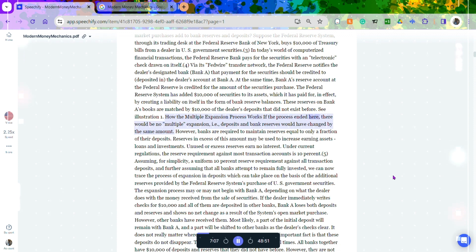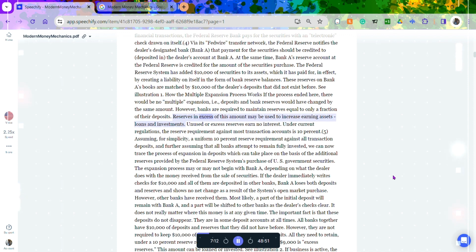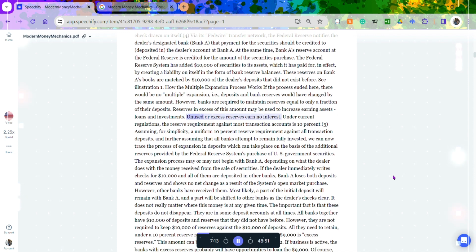If the process ended here, there would be no multiple expansion, i.e., deposits and bank reserves would have changed by the same amount. However, banks are required to maintain reserves equal to only a fraction of their deposits. Reserves in excess of this amount may be used to increase earning assets, loans and investments. Unused or excess reserves earn no interest. Under current regulations, the reserve requirement against most transaction accounts is 10%. 5.